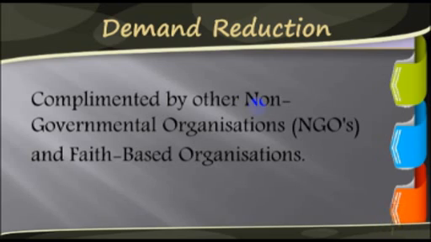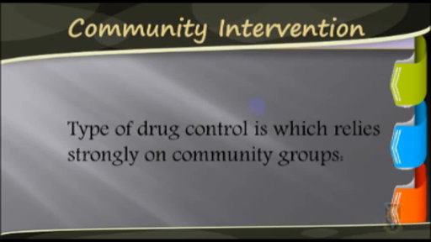However, the effectiveness of this program is in doubt because most of the cases they attend to are the ones referred to the agency. Demand reduction programs are structured to be taken from one school to another or communities with drug prevalence. Community intervention. Another type of drug control is community intervention efforts, which rely strongly on community groups.